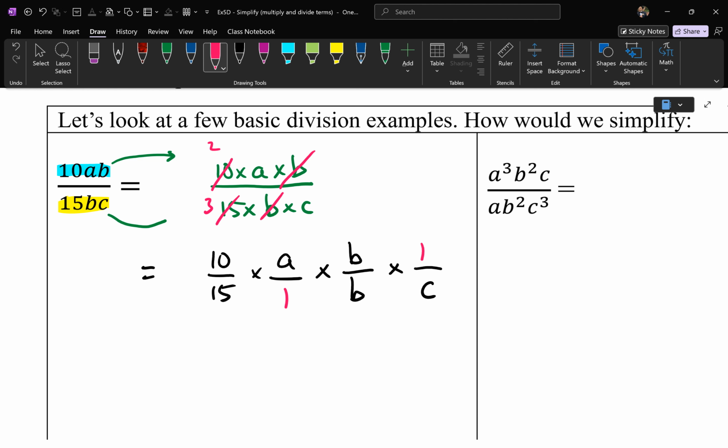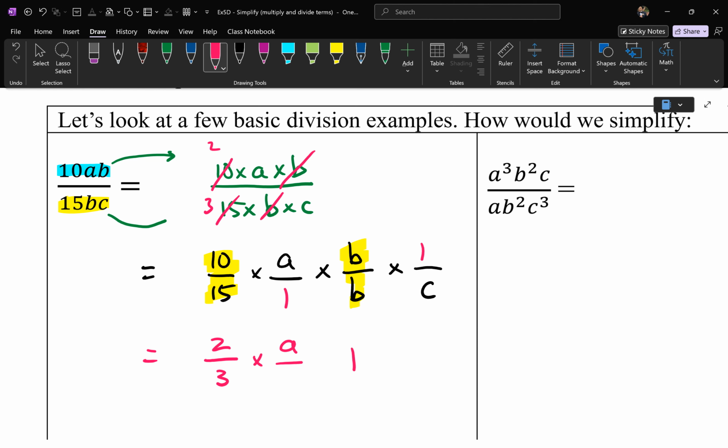All right, here we go. So let's answer the question. B divided by B. What's B divided by B again? 1. So this becomes 1. B divided by B is 1. 10 over 15. Simplify that. What's a common factor? 5. So 5 goes into 10 twice, and 5 goes into 15 3 times.